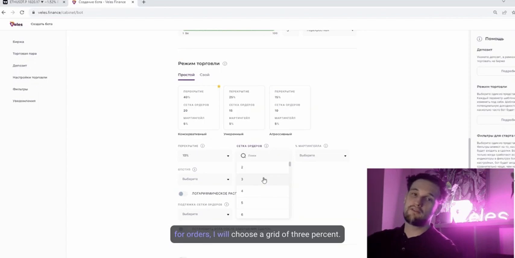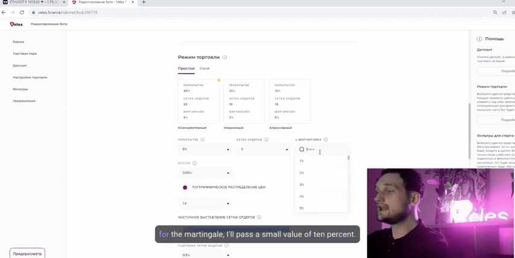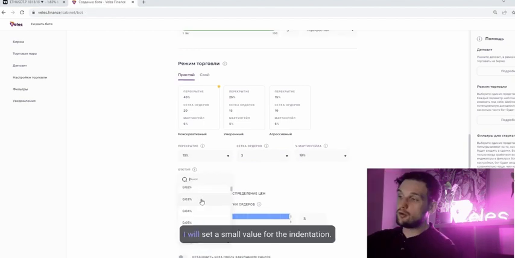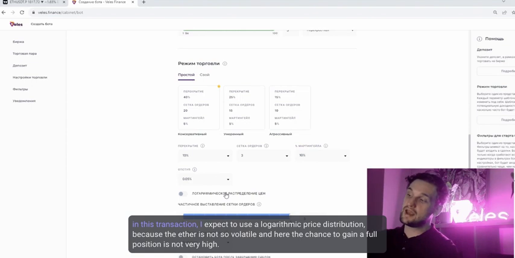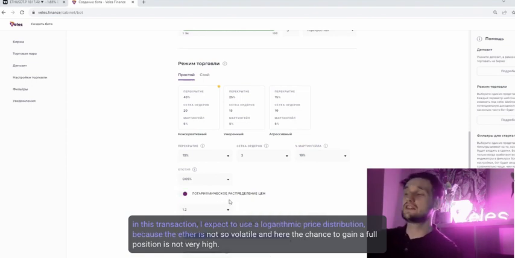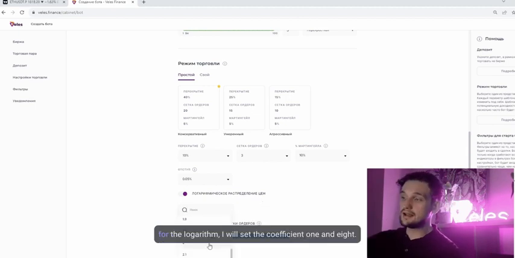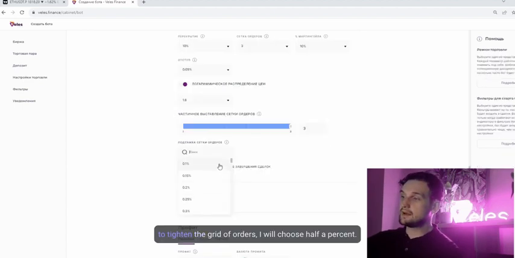For orders, I will choose a grid of 3%. For the martingale, I'll pass a small value of 10%. I will set a small value for the indentation. In this transaction, I expect to use a logarithmic price distribution, because the Ether is not so volatile, and here the chance to gain a full position is not very high. For the logarithm, I will set the coefficient 1 and 8. To tighten the grid of orders, I will choose 0.5%.